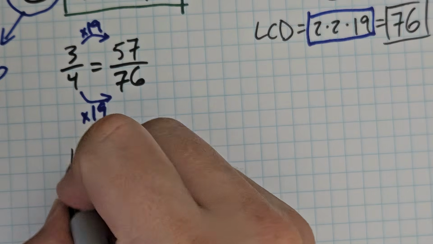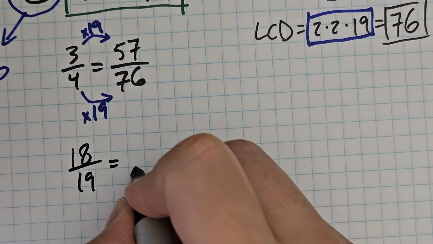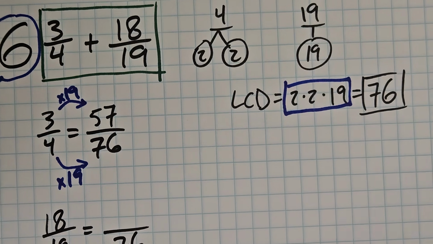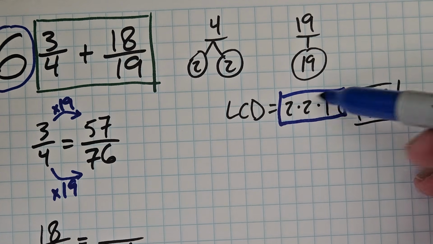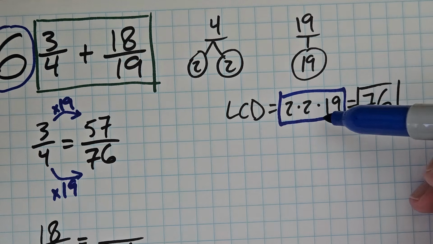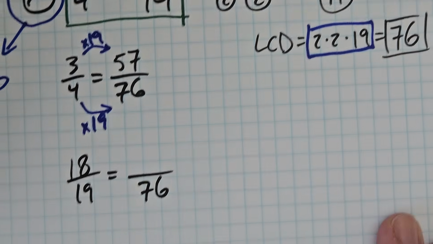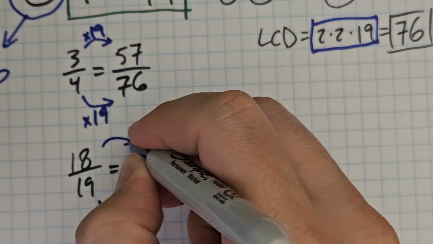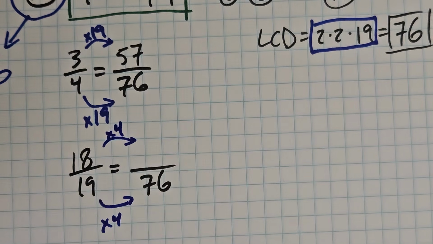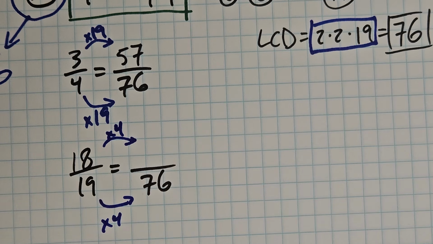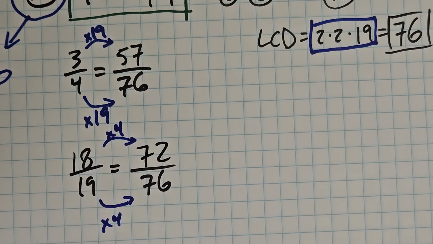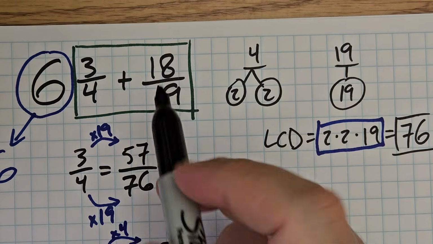So I'm going to take my 18/19 and raise that to 76. And again, what factor do I need to raise by? Well, what factor or factors does the LCD have that the 19 does not? 2 2's, or in other words, 4, right? So I need to raise this by a factor of 4, multiplying the numerator and denominator by 4. And 18 times 4 is going to be 72.